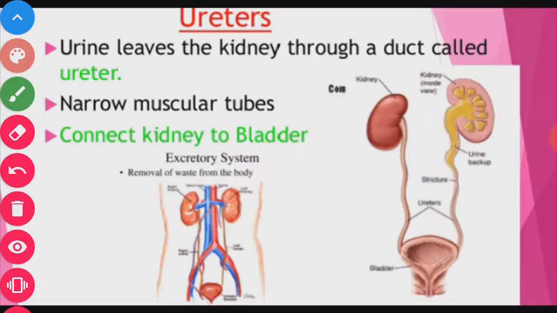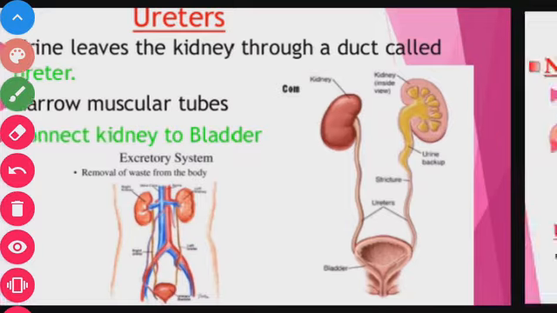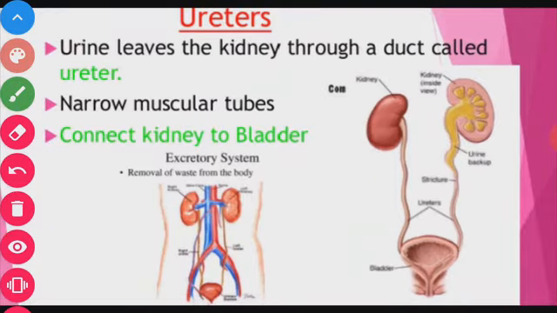Ureters. Ureters are two tubes which pass out of the kidney. This is one tube, and this is the second tube. These are for the passage of urine formed in the kidney and lead it into the urinary bladder. What is the function of the ureters? They pass the urine from the kidney into the urinary bladder.